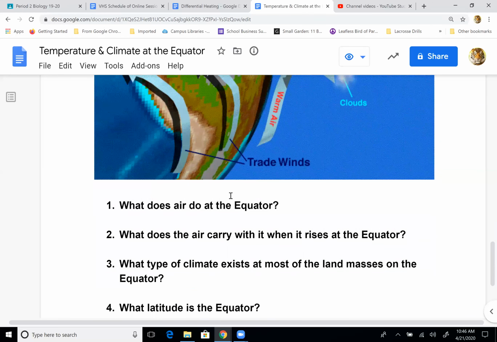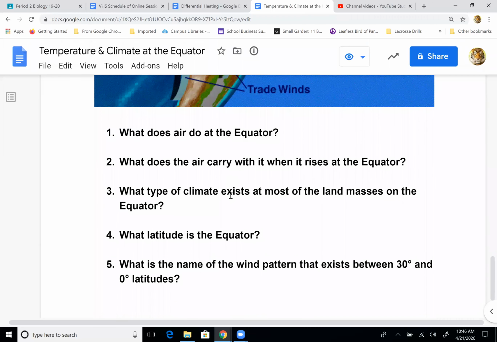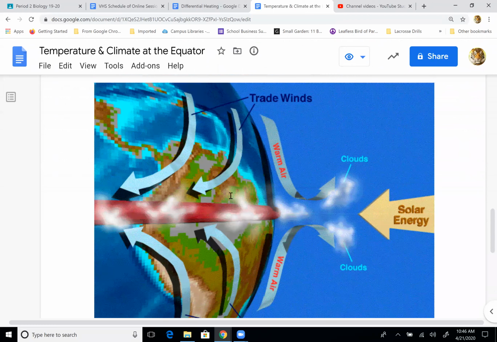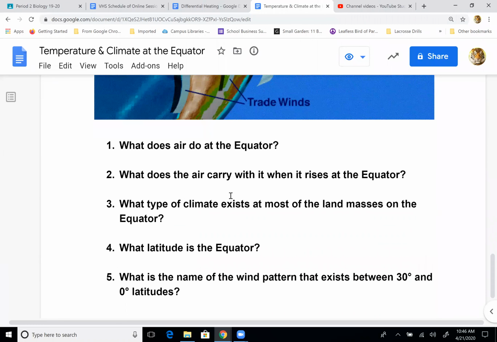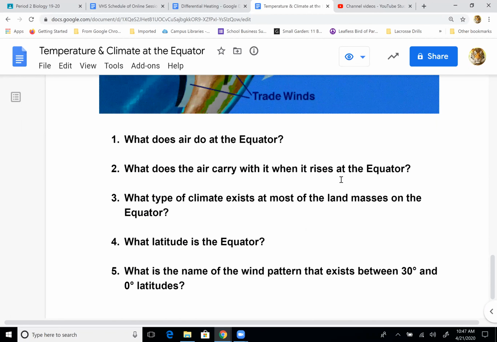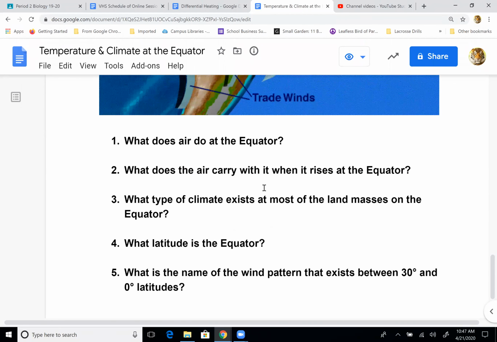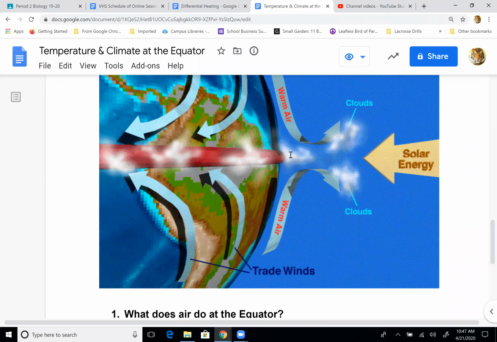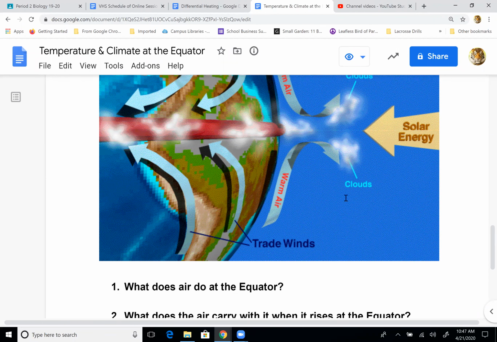All right, so we just have a few questions for this lesson. There's 5 questions. What does air do at the equator? You can see in this picture that looks like warm air rises. First of all, it heats up and then it rises. What does the air carry with it when it rises at the equator? Looks like moisture resulting in clouds.